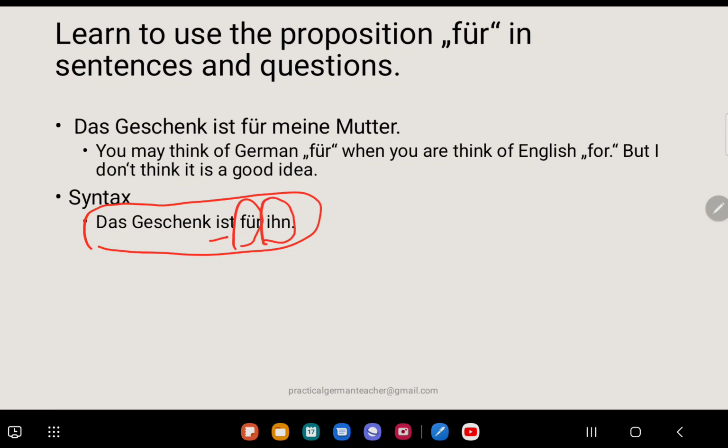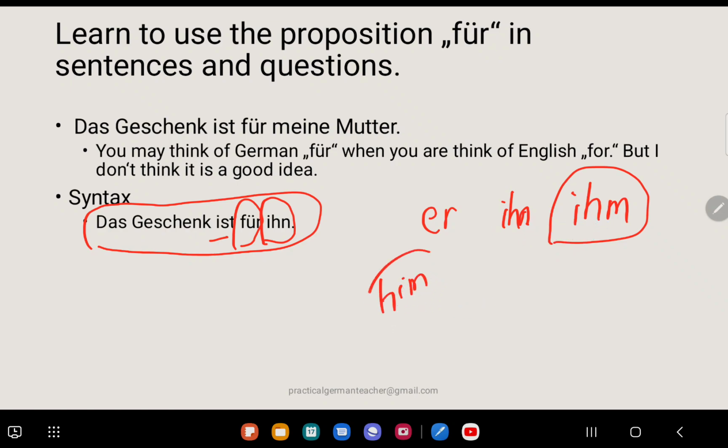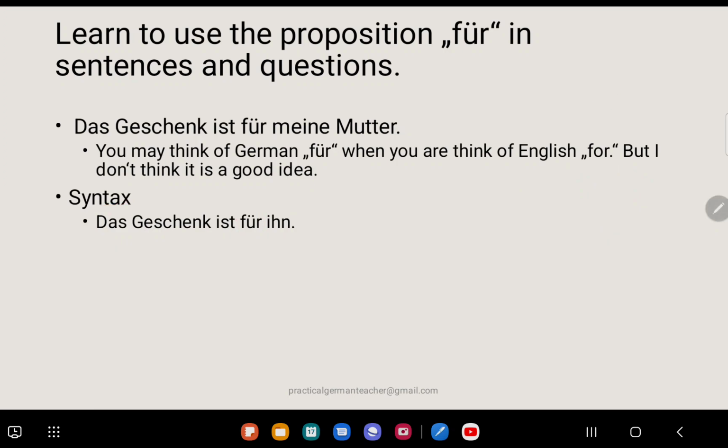So if you notice, it's ihn. If you know what ihn is, you have er, right? So he. If you want to say him, you can say ihn or ihm. They both mean him usually, but this one is dative, this one is accusative. Don't get scared of dative and accusative. Let me just talk about it right now. When we start to learn German, we get confused about when is dative, when is accusative, when is nominative, right?